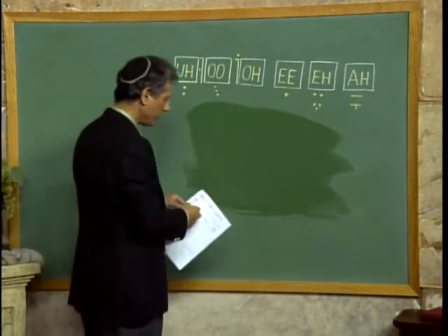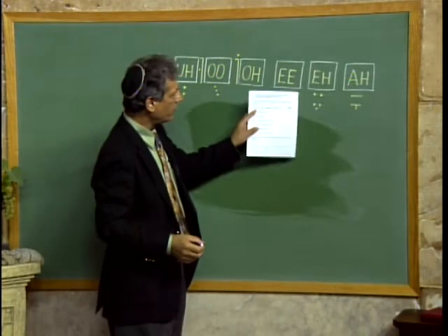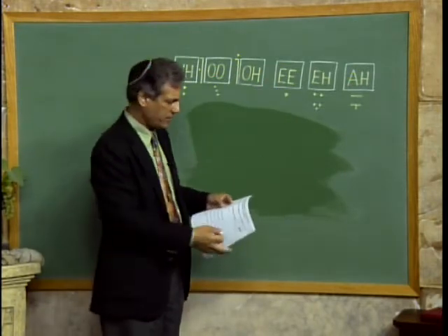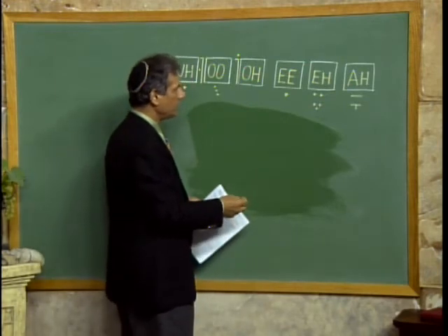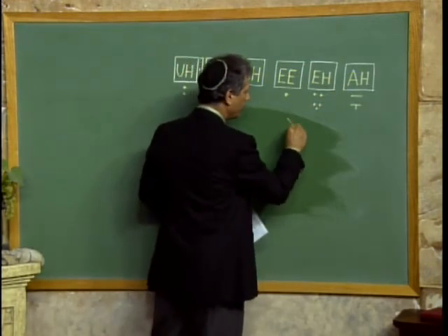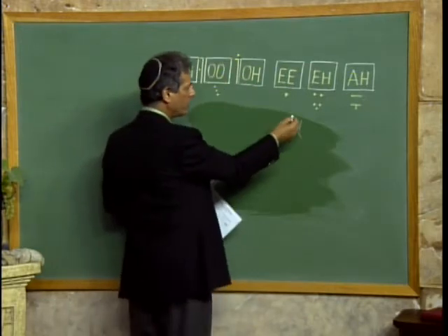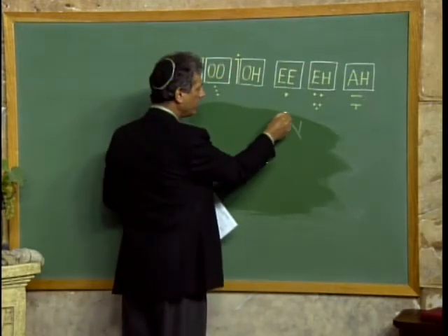And the example is the second vowel, which is A. It creates the sound of A. So here it is. We have the letter Aleph that we already recognize, letter Aleph. And of course, all of this is going from right to left.